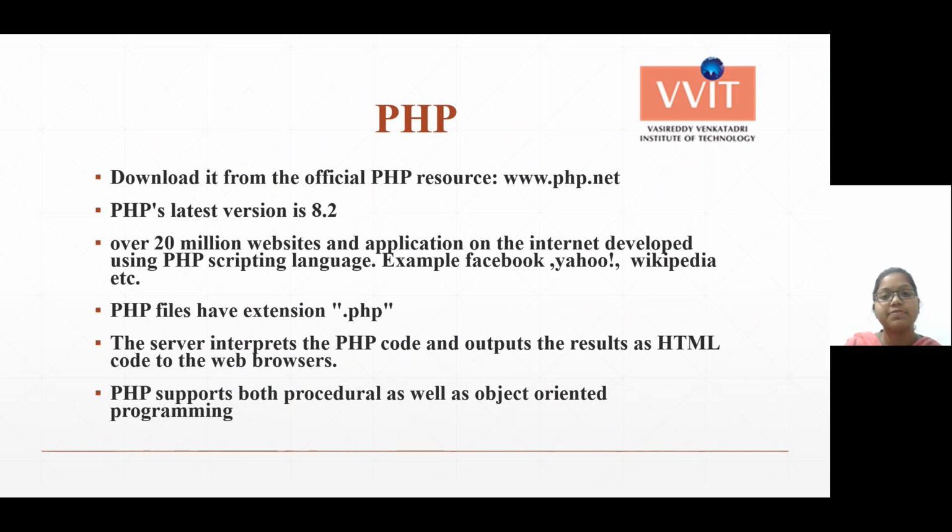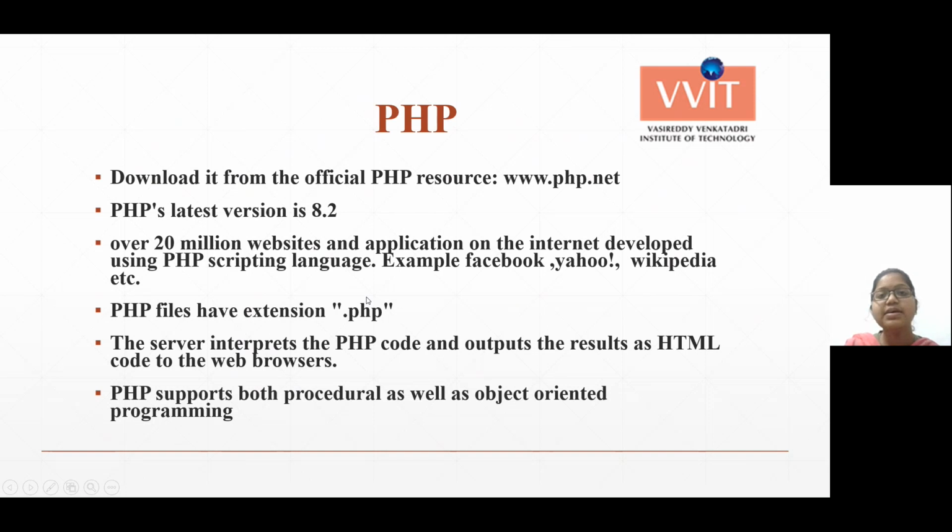www.php.net is the official website where you can download PHP. The latest version of PHP is 8.2. PHP has been used in various applications. Over 20 million websites and applications have been developed using the PHP scripting language. Some of the examples listed here are Facebook, Yahoo, Wikipedia, etc.